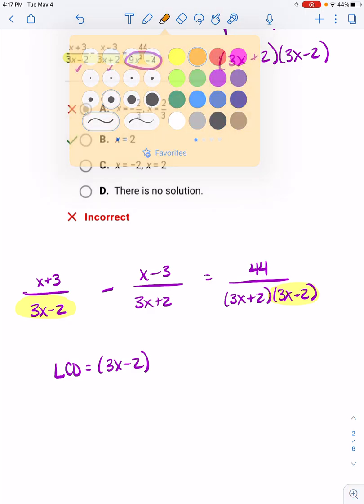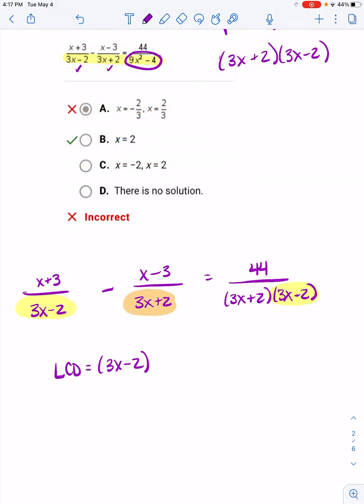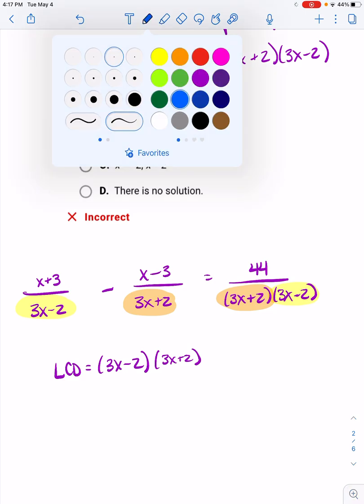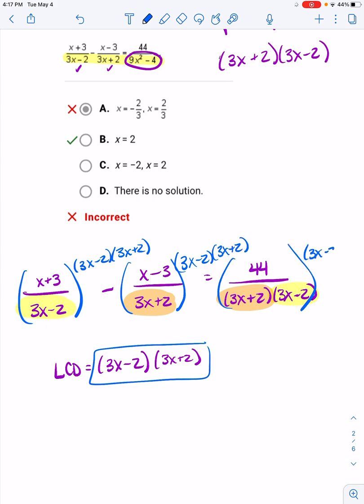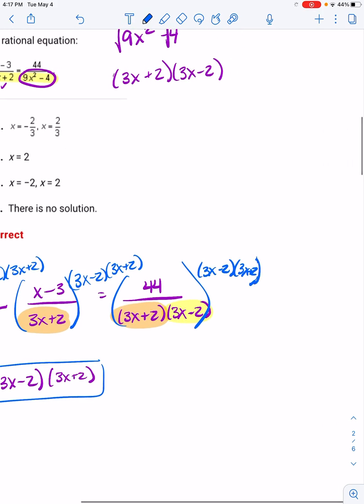And then I have another factor is 3x plus 2. So I'm going to include that in my LCD, 3x plus 2, and that would also take care of this one over here, okay? Okay, so all of my denominator factors are taken care of. Now I'm going to multiply everything by my LCD, okay? So multiply this first fraction by all of this, 3x minus 2, 3x plus 2, same here, 3x minus 2, 3x plus 2, and same here, 3x minus 2, 3x plus 2. I'm running out of room there.